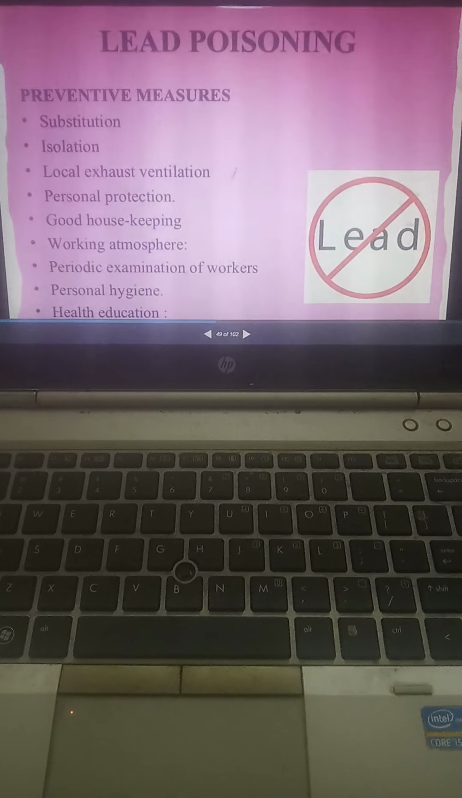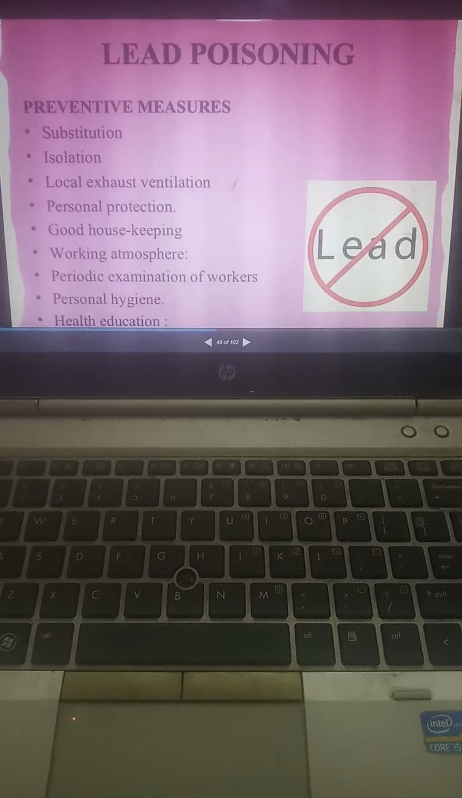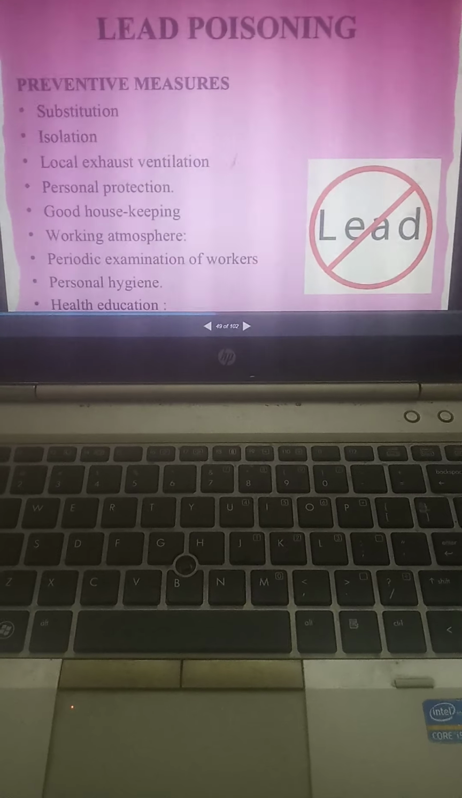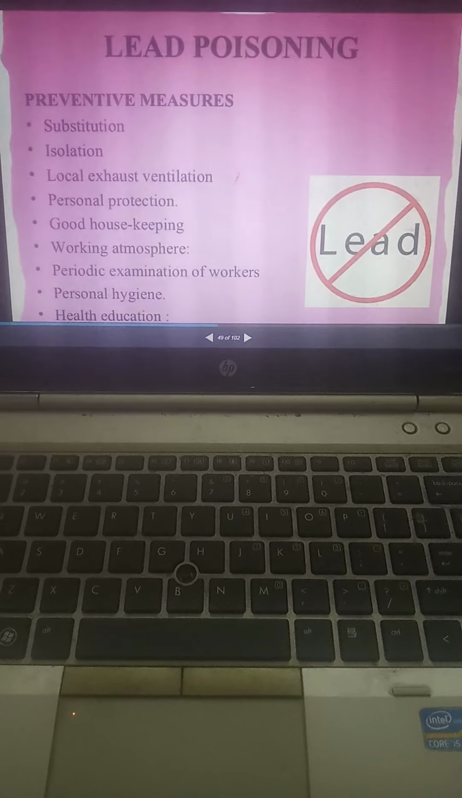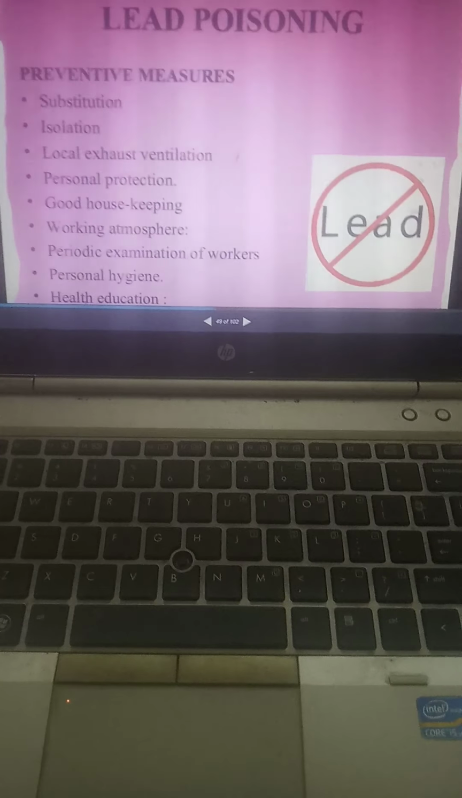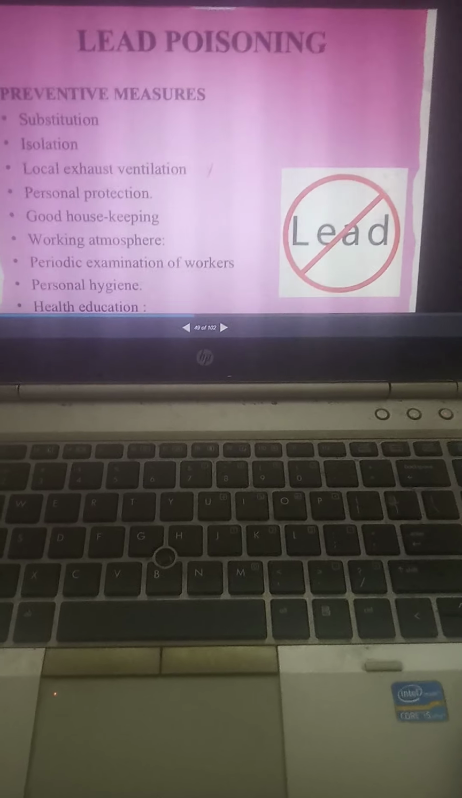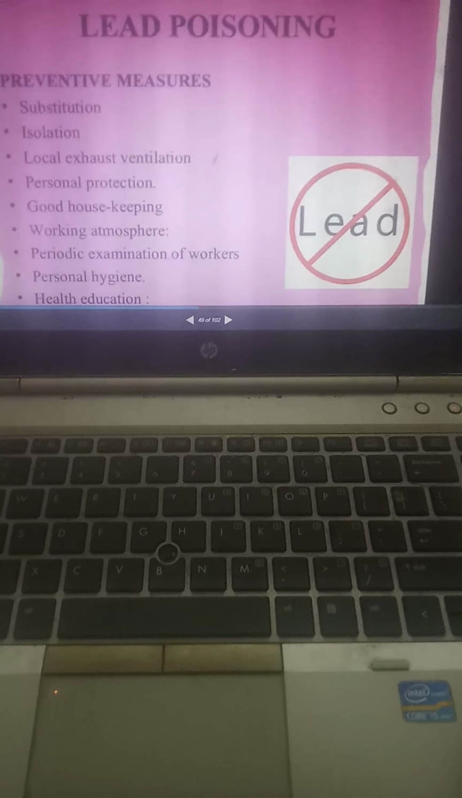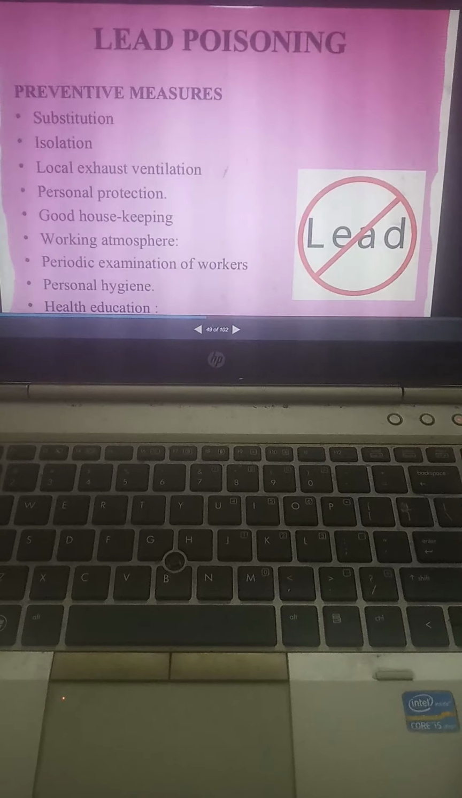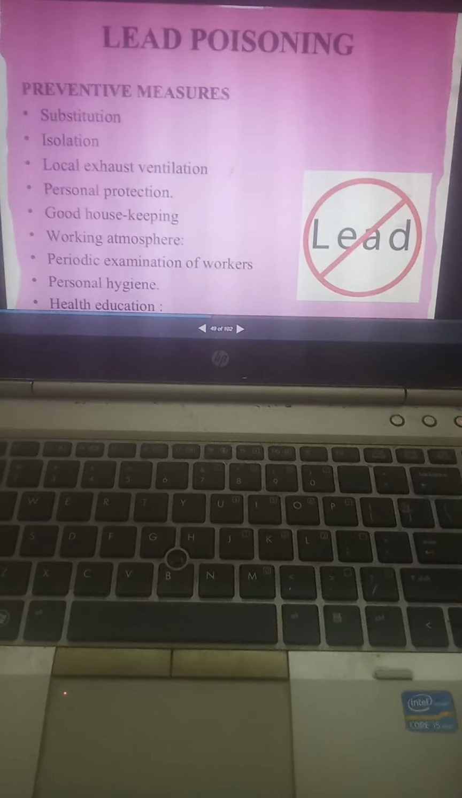How things are placed in a factory, how processes are being done is very important, because this is how you can minimize the exposure of your worker to the toxic compounds. Working atmosphere, periodic examination of the workers, personal hygiene, health education: these are very important aspects through which you can drastically reduce the incidence of lead poisoning in the factories which are involved with working with lead.